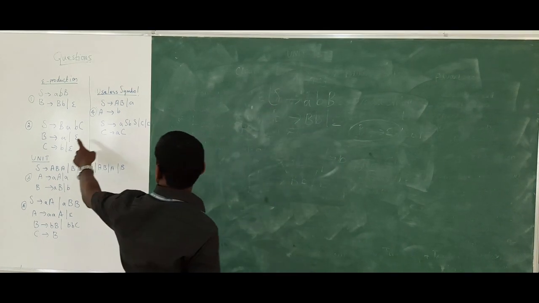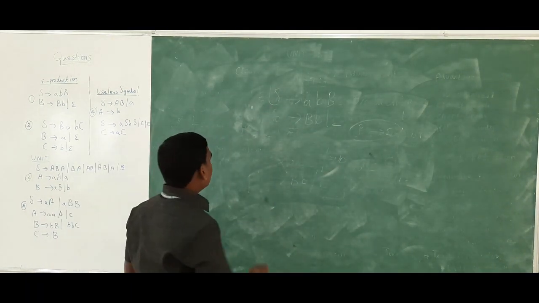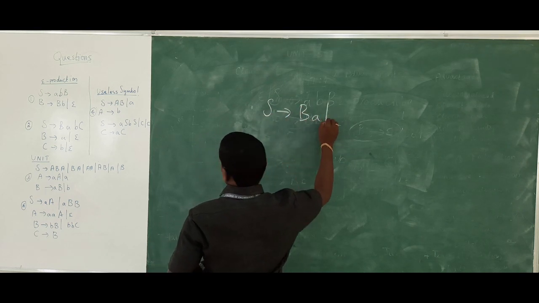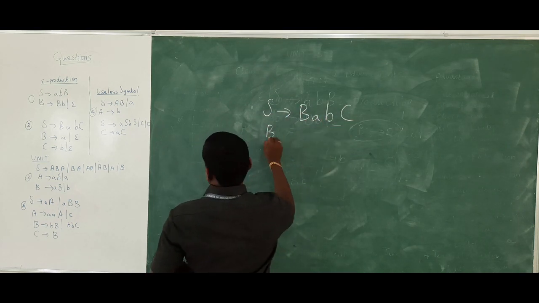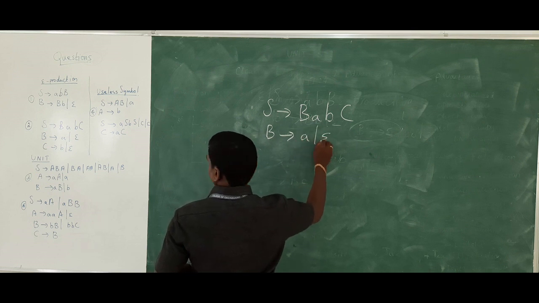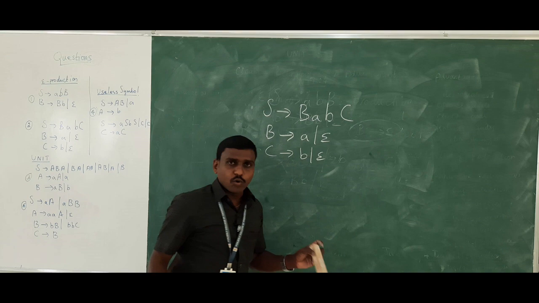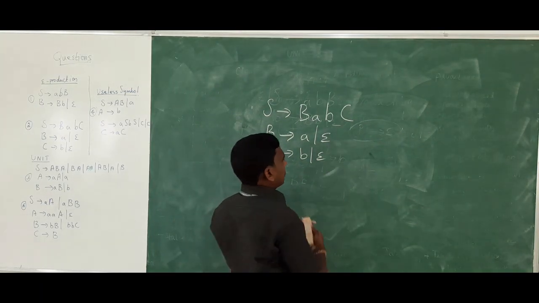So one more problem. See this second question also I am going to explain to you now. That is S tends to BABC, and B tends to A slash epsilon, and C tends to B slash epsilon. So we have to eliminate epsilon production.